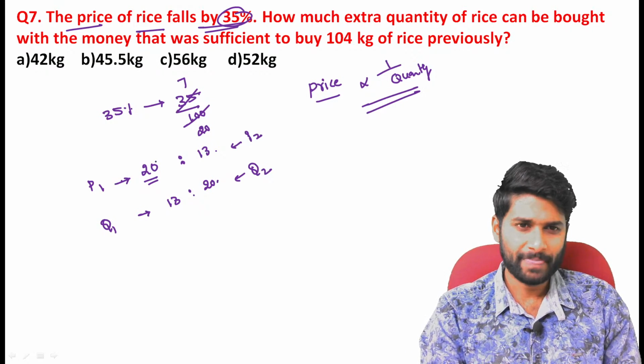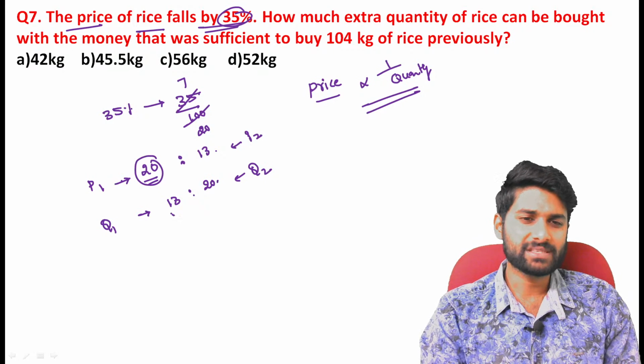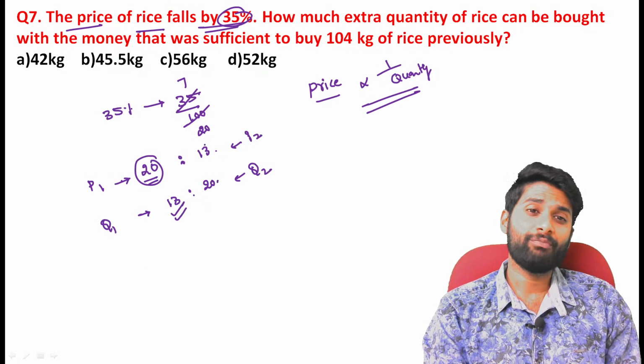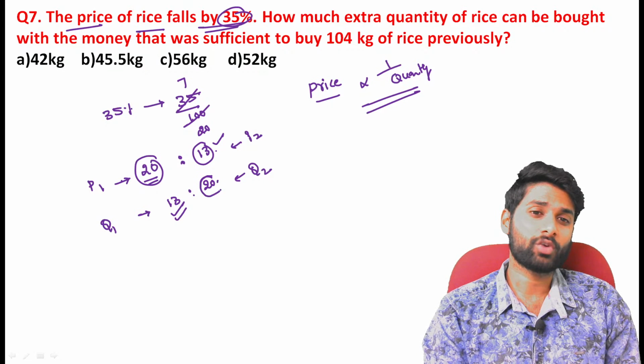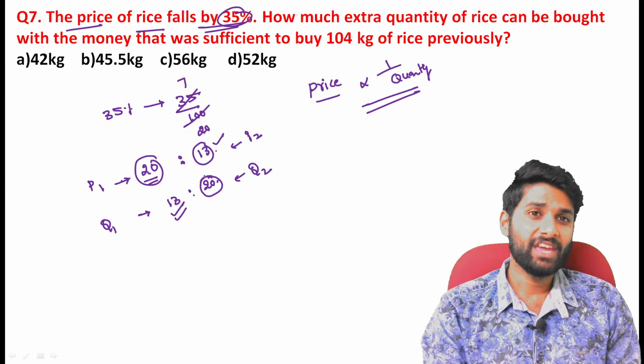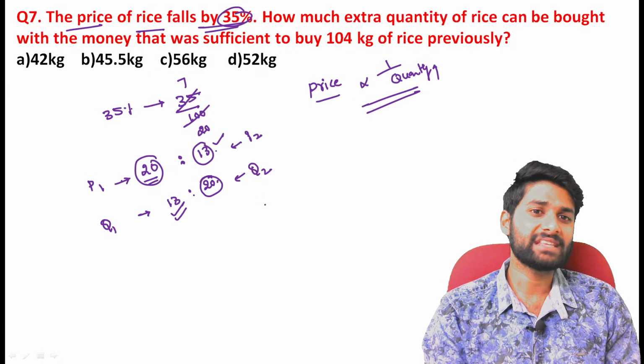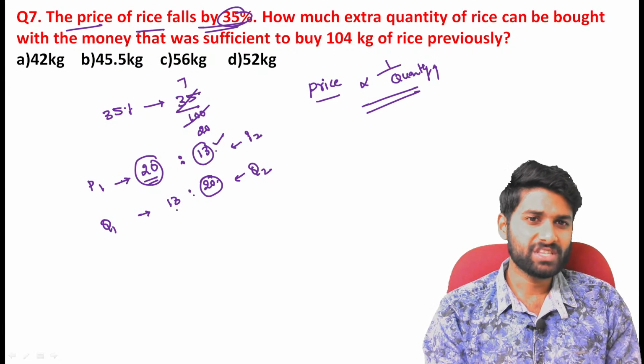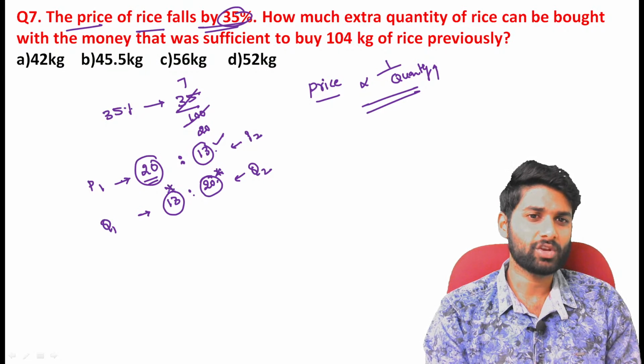Now, what is your observation? If the price is 20 units, they are purchasing only 13 quantities. If the price becomes 13, definitely the quantity is 20. Now observe, guys, if the price decreases, the quantity increases. Now see, what is the initial quantity here? 13 quantities. What is the final quantity here? 20 quantities. Now you can compare.